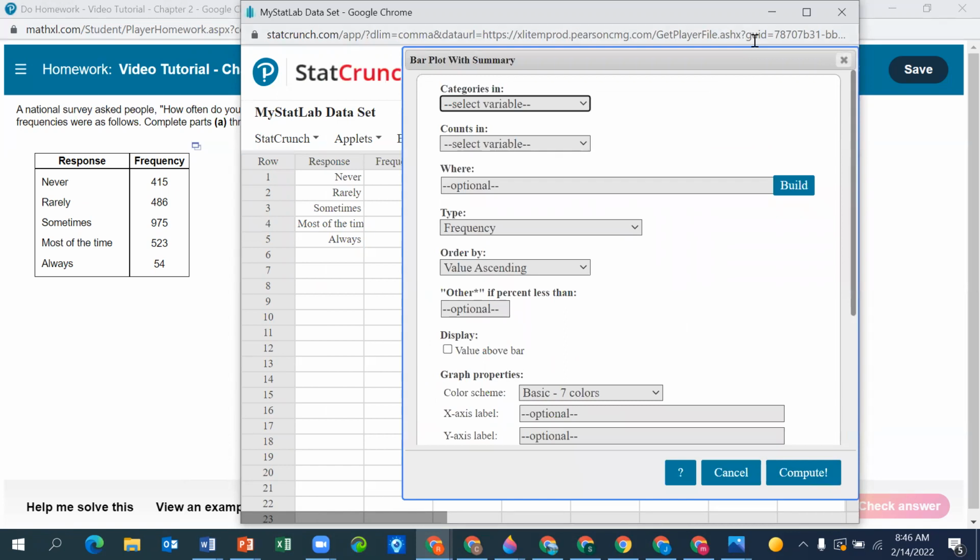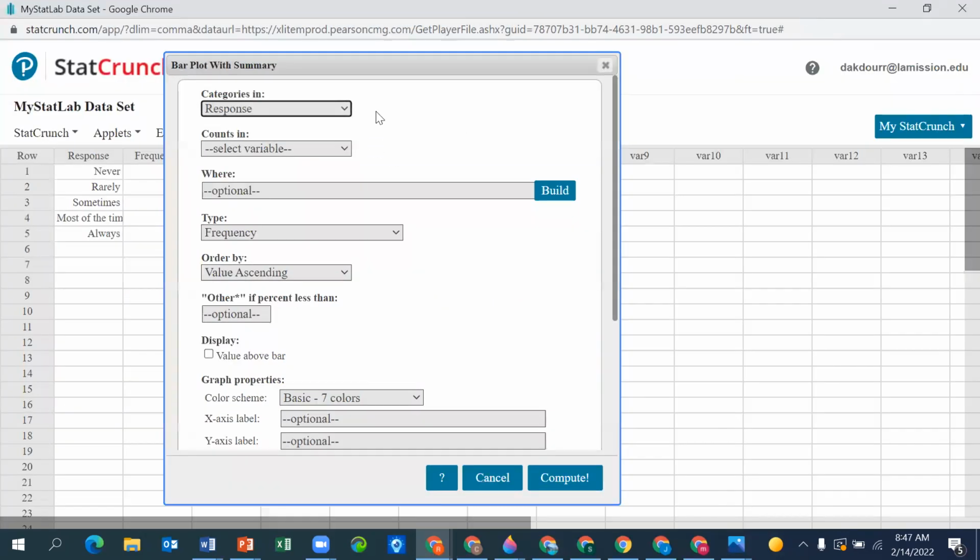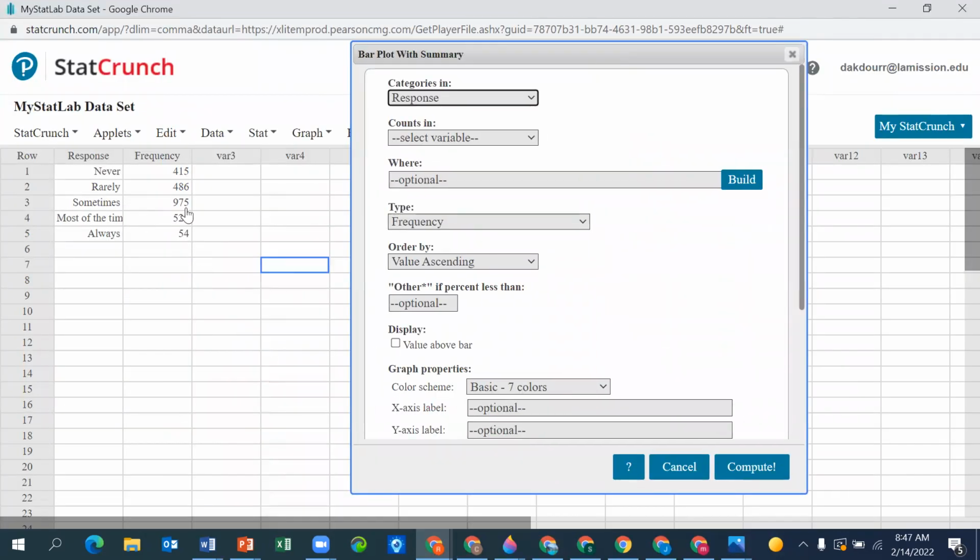Okay. And then you have to fill out the parts of this bar plot with summary. The categories: the category is the response, the never category, rarely, sometimes, most of the time, always. So the category is the response. The count is where? Sometimes I'm going to have to move it out, move it to the side. The count is in frequency. This is where we have all the counts. So you click on that.